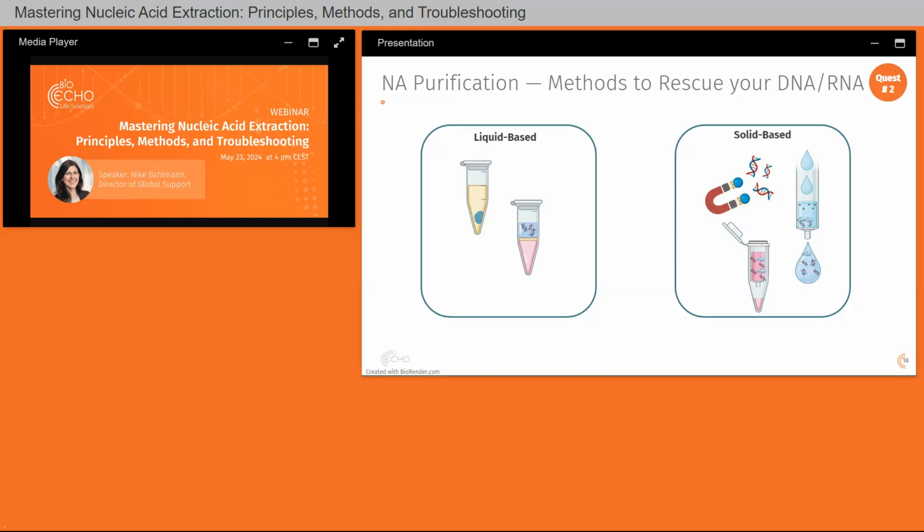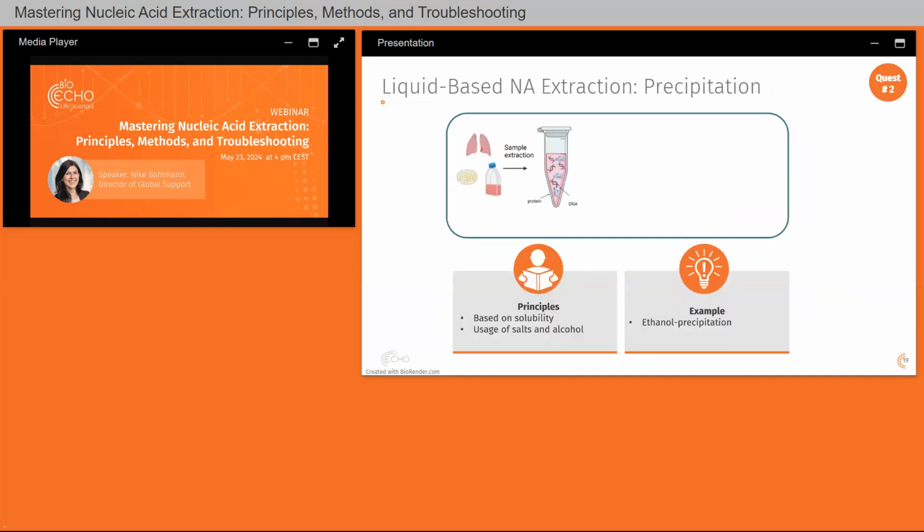So let's move on. To start with, I want to move on with the precipitation step. This is a very old method, a very simple approach, and a lot of other methods are based on this approach. So you start with your sample, you do your sample extraction, which I introduced before, and we start with a lysate, meaning the whole mix: proteins, DNA, cell debris in one tube.